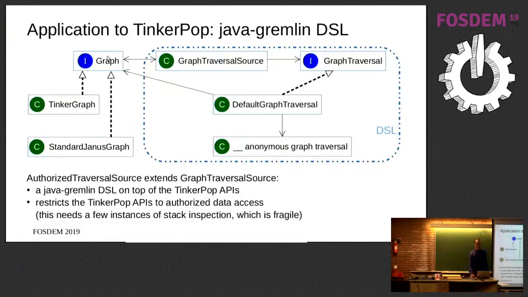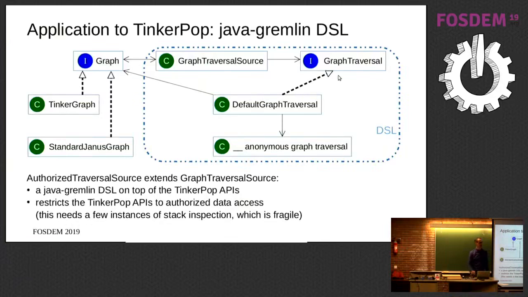From this graph instance, you can then instantiate a graph traversal source, and when you issue a query, it instantiates a so-called default graph traversal. There can also be nested queries, which TinkerPop calls an anonymous graph traversal. And we also see that there are some other types of traversal which implement the same graph traversal interface. And this interface also has a part of the Gremlin language, or DSL.